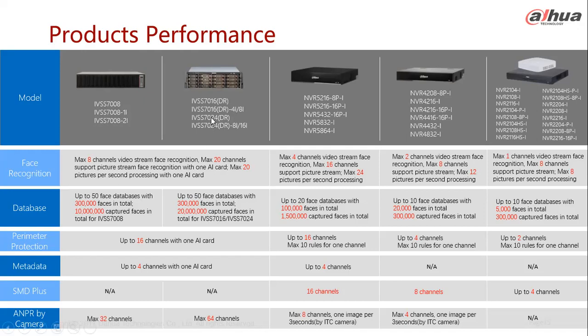In IVSS 7016, this series, you can only do 64 channels, maximum 64 cameras. In 5 series, you can do a maximum of 8 channels. So you can check the trend. In AI series, which is 4 series, you can do up to a maximum of 4 channels. That is 4 number plate recognition cameras in one NVR. That is the maximum number it can support.